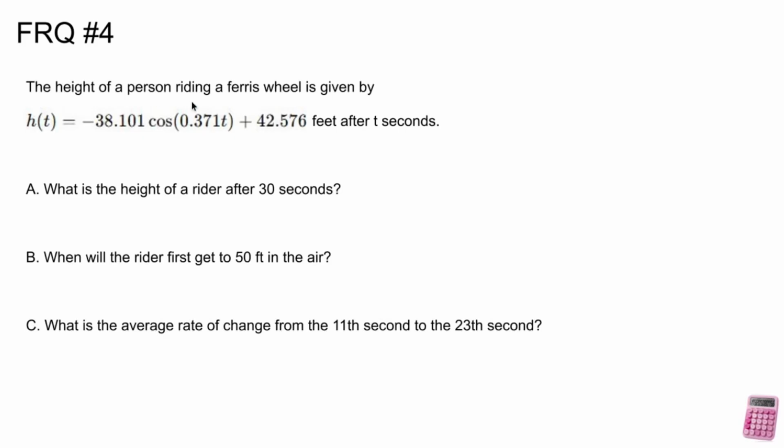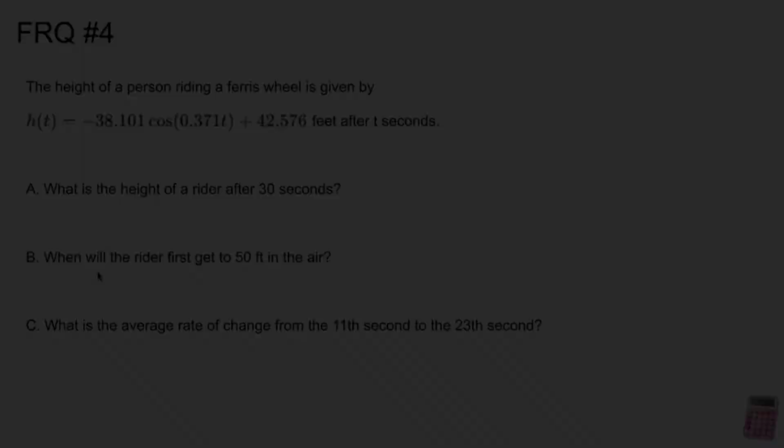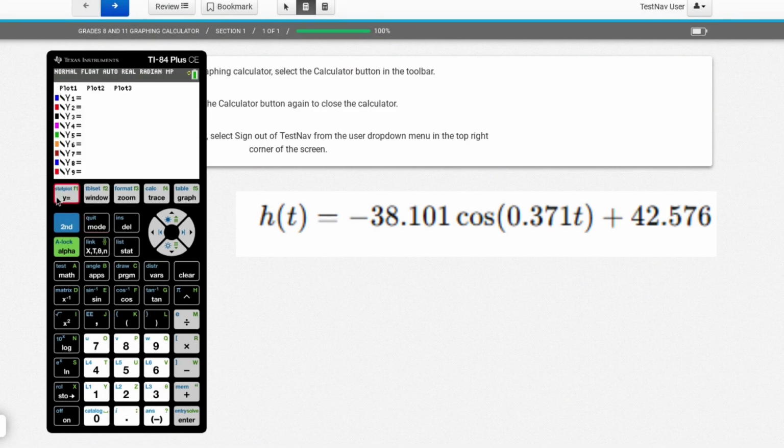The height of a person riding a Ferris wheel is given by this gross, terrible equation right here, feet after t seconds. What is the height of a rider after 30 seconds? This is a calculator problem. So what we're going to do is throw that into the y equals part of the calculator and then see what happens when t equals 30. So let's do that. All right, let's type this abomination into y equals.